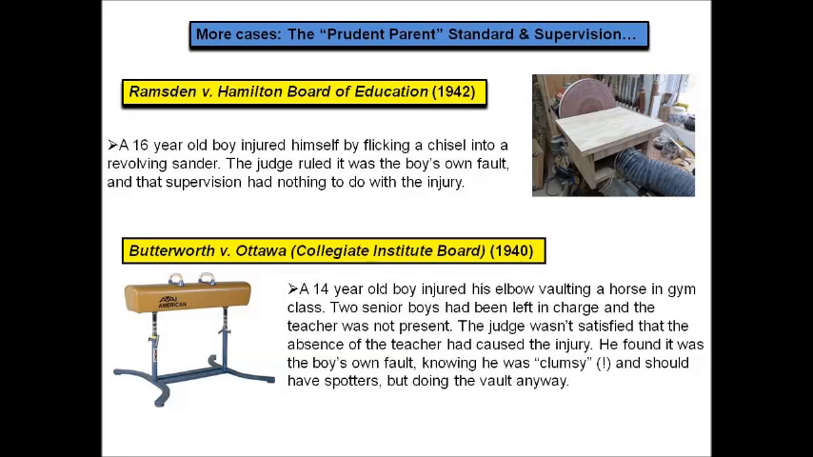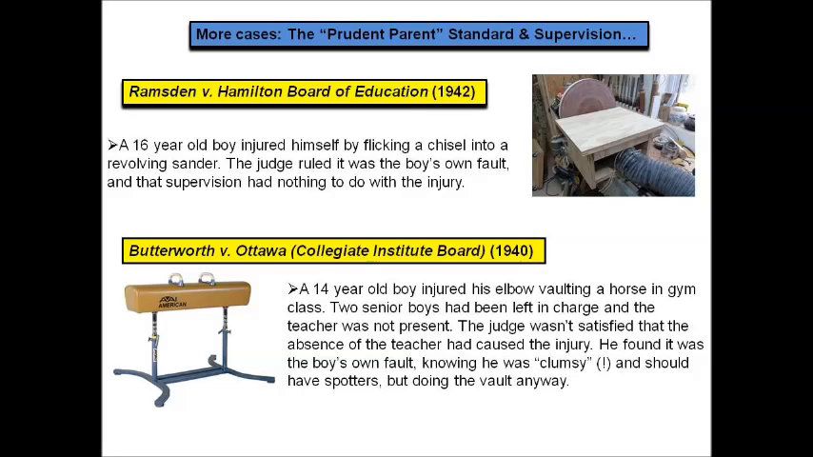Butterworth v. Ottawa, 1940. A 14-year-old boy injured his elbow vaulting a horse in gym class. Two senior boys had been left in charge and the teacher wasn't present. All right, so the teacher took off, maybe he had something that he had to attend to. Two senior boys were left in charge, and this boy injured his elbow. The judge, in 1940, wasn't satisfied that the absence of the teacher had a causal connection to the injury. Right? He left these older kids, and they knew, and they'd been through this. Maybe they were trained in gymnastics or something, or maybe they were just older.